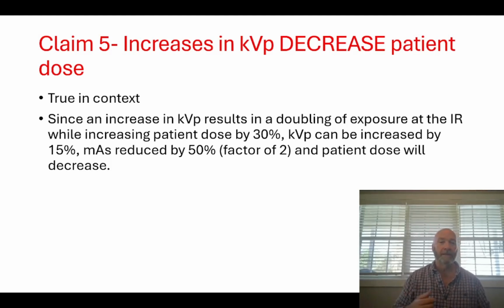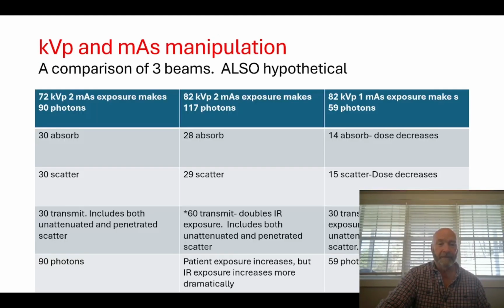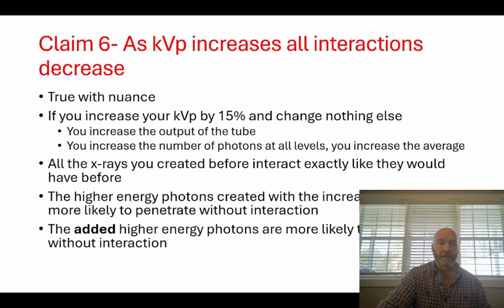So what we're talking about here is what we refer to as the 15% rule. If you increase your kVp by 15% and reduce your mass by a factor of 2, cut it in half, and that's reducing it by 50% or reducing it to 50% of what it was before, then your patient dose will actually decrease. So if you look at the previous videos, I ran through some numbers, and I'll leave that up to you to go back through.